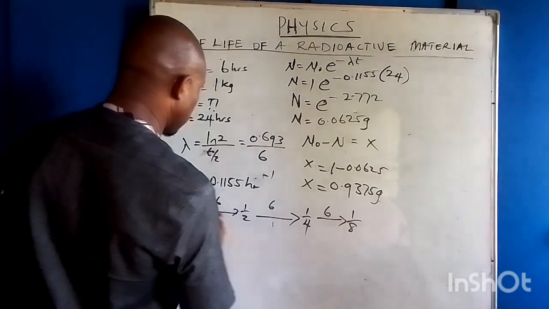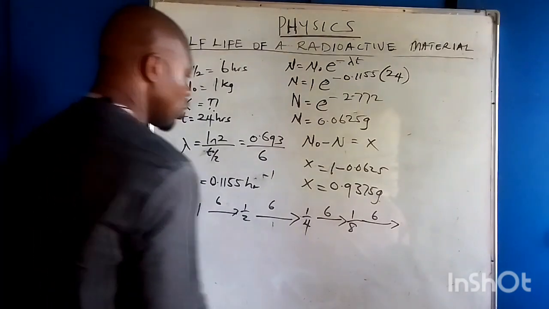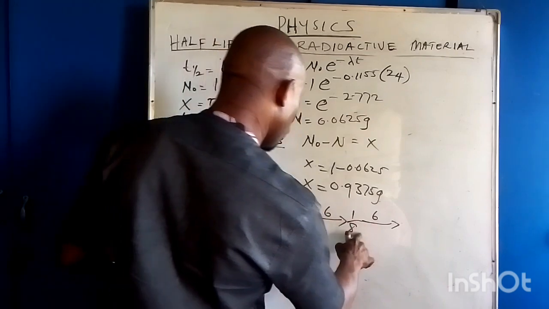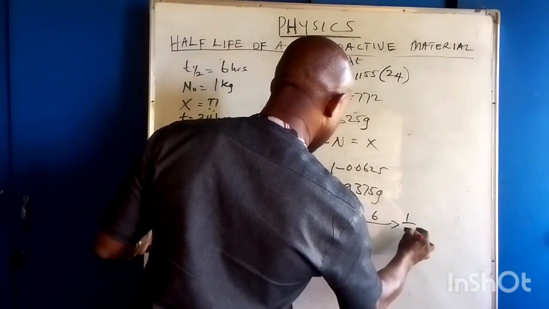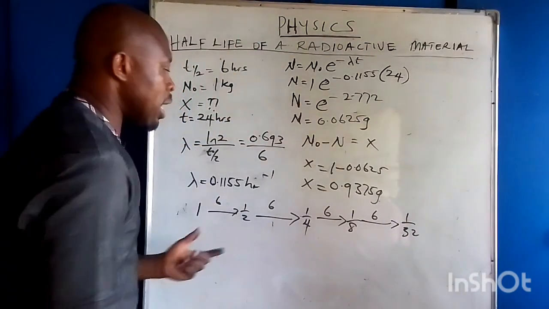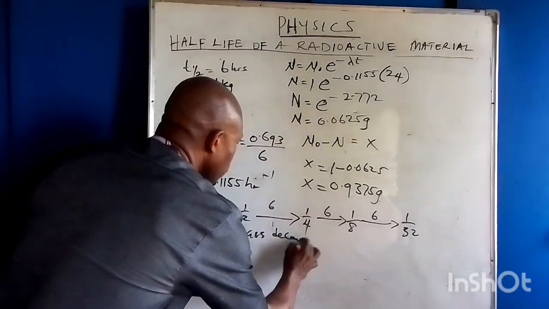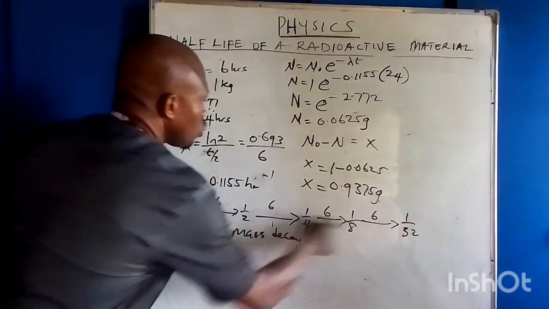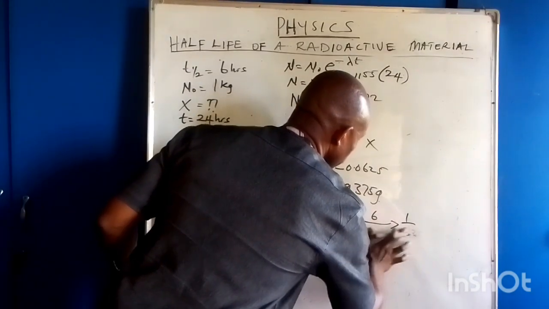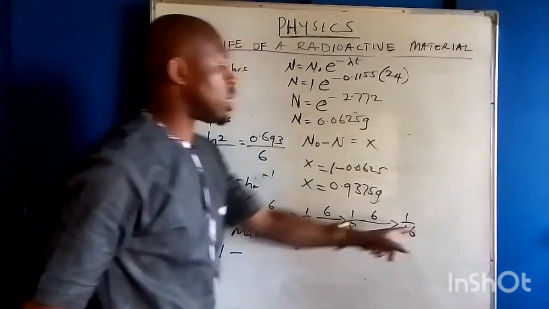Now this is 6 plus 6, 12, 18. After another 6 hours, this fraction will now decay. We will have 1/16. Sorry, this is 16, please, because 2 times this will give us 16. So this is the quantity that is remaining.